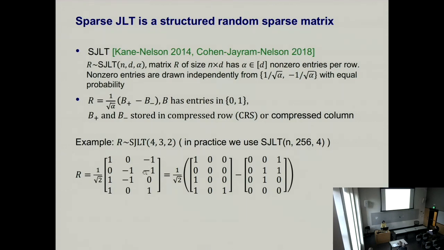So for the matrix here, I gave you a simple example, SJLT 4 3 2, a 4 by 4 matrix, where alpha is 2, so the scale is 1 over square root of 2. Each row has only 2 elements, either 1 or negative 1. That's very nice because when you do the matrix-vector multiplication, there's no multiplication. It's only addition and subtraction. You save something already.